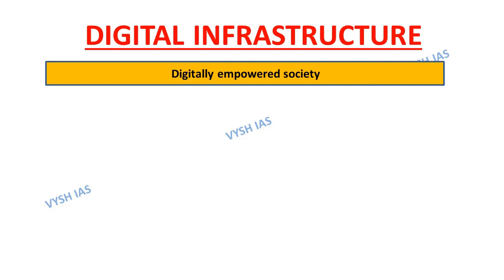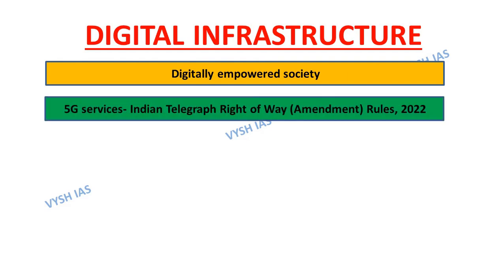The Digital India program, which aims to transform India into a digitally empowered society and knowledge economy, envisions digital infrastructure as a core utility to every citizen. The landmark achievement in telecommunication in India was the launch of 5G services. The Indian Telegraph Right-of-Way Amendment Rules 2022 facilitate faster and easier deployment of telegraph infrastructure to enable speedy 5G rollout.